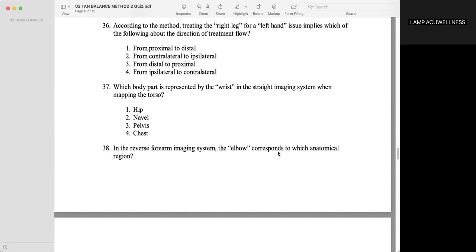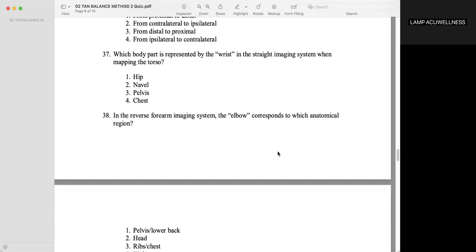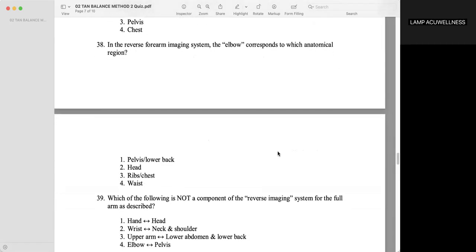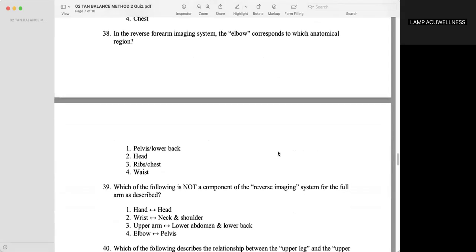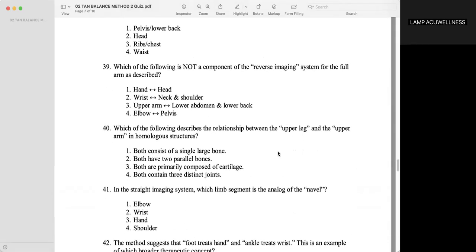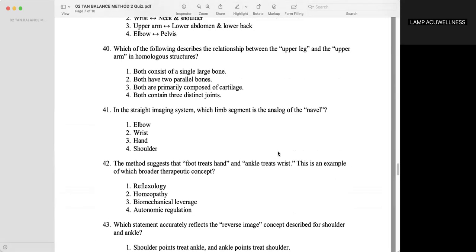Which body part is represented by the wrist in the straight imaging system when mapping the torso? The hip. In the reverse forearm imaging system, the elbow corresponds to which anatomical region? The pelvis, lower back. Which of the following is not a component of the reverse imaging system for the full arm as described? Elbow, pelvis. Which of the following describes the relationship between the upper leg and the upper arm in homologous structures? Both consist of a single large bone.